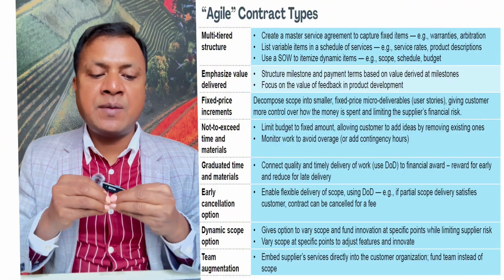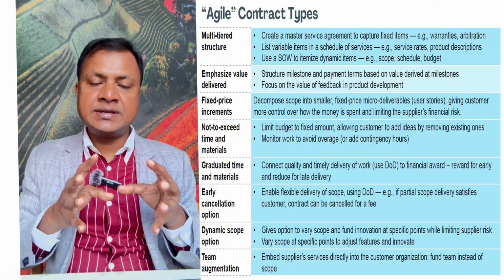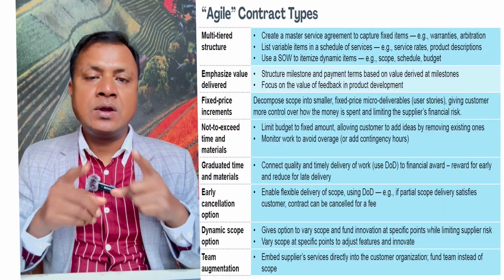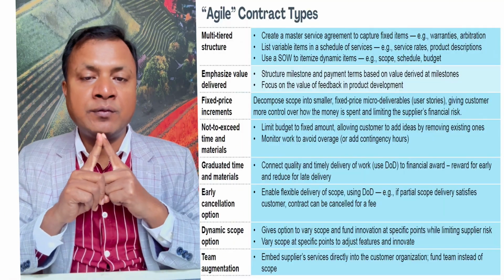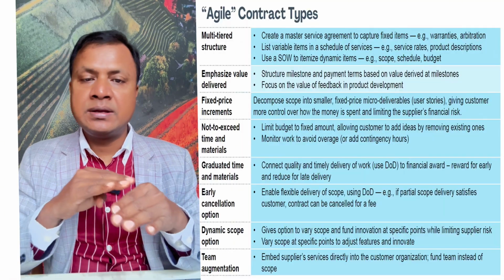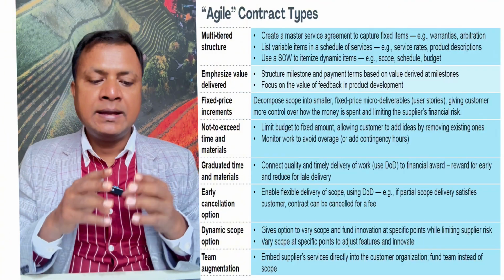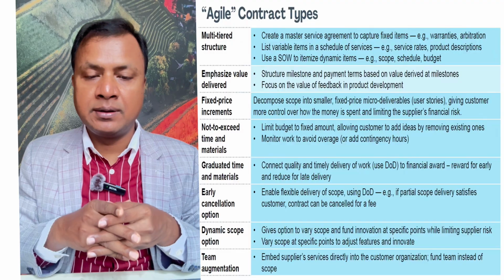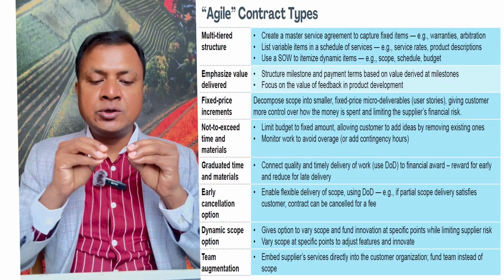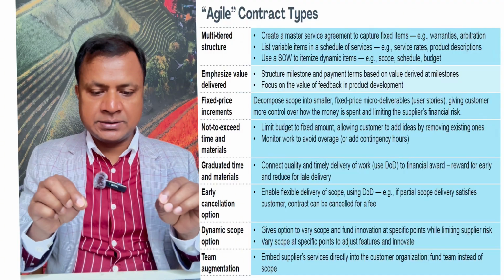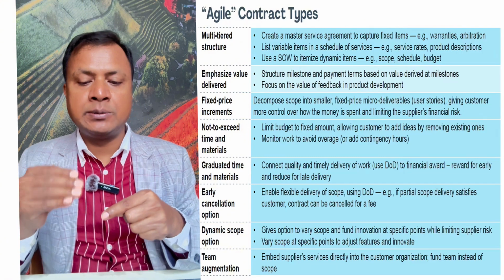And then the next one is emphasize value delivered. In this case, the buyer and seller focus only on the value. If value is delivered, it's done, so they will be paid. The focus is only value. Number 3 is fixed price increment. Here we decompose scope into smaller pieces and fixed price micro deliverables.